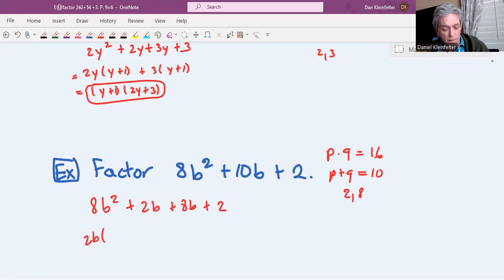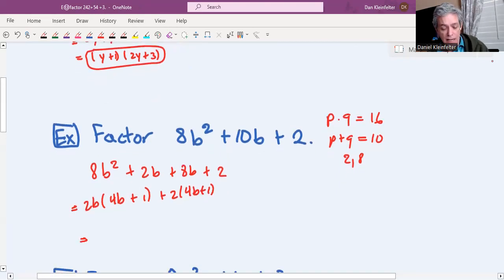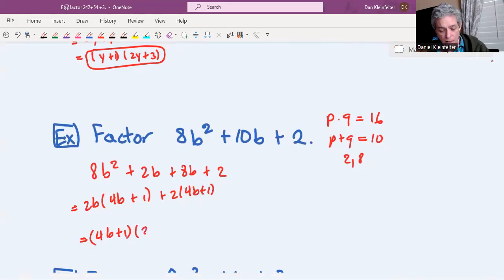2b factors out, leaving 4b plus 1. In the second part, 8b plus 2, we can factor 2 out, and that will leave 4b plus 1. Okay, we have 4b plus 1 as the common factor. So that will come out, leaving 2b plus 2.